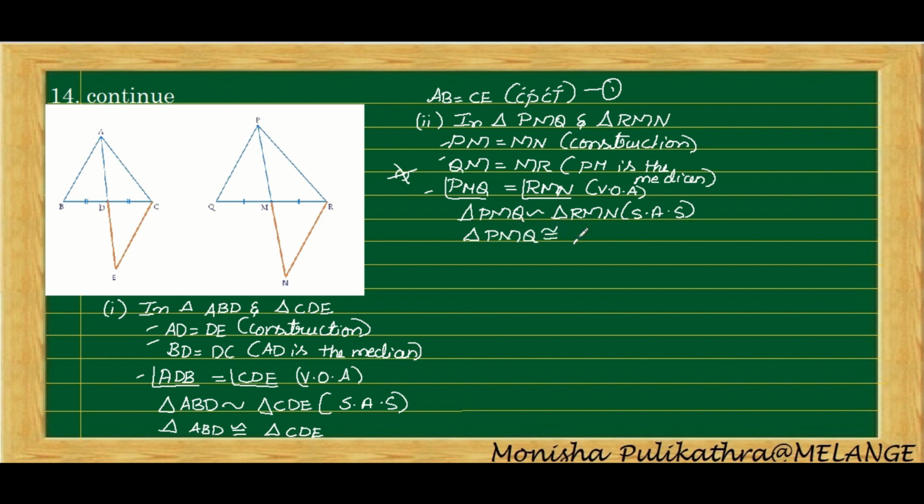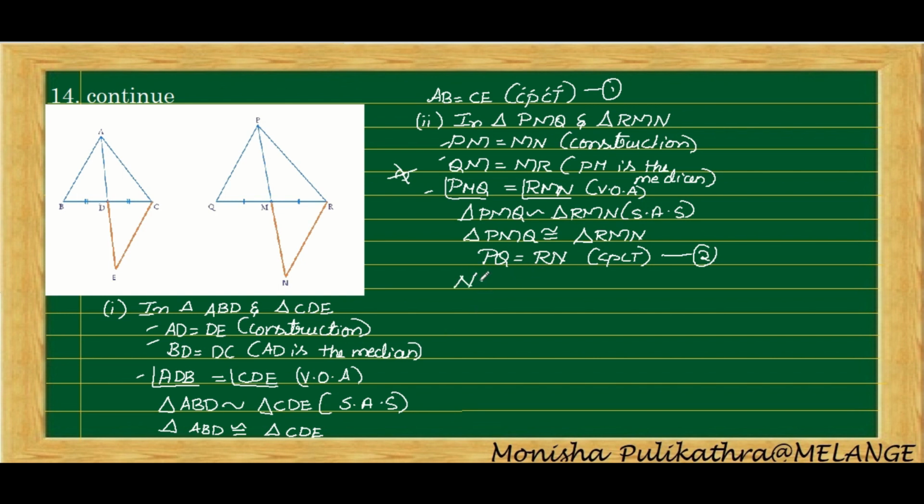If two triangles are congruent, then all the sides of those triangles will be equal because of CPCT. So we can take PQ is equal to RN. Because of CPCT, let this be equation number 2. Right? So we got two equal sides.